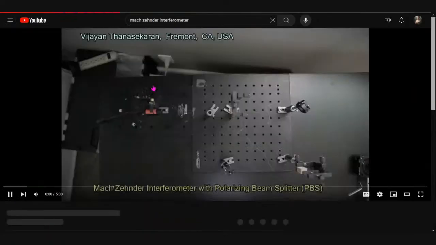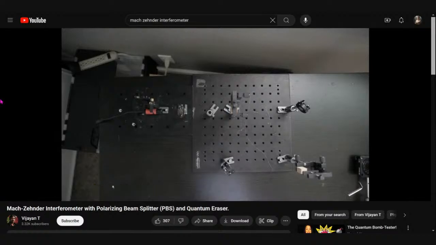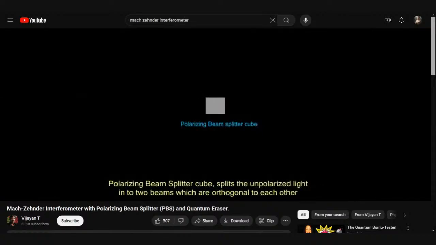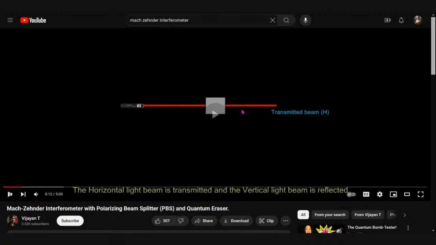Mach-Zehnder interferometer with polarizing beam splitter. The polarizing beam splitter cube splits the polarized light into two beams which are orthogonal to each other. The horizontal light beam is transmitted and the vertical light beam is reflected.